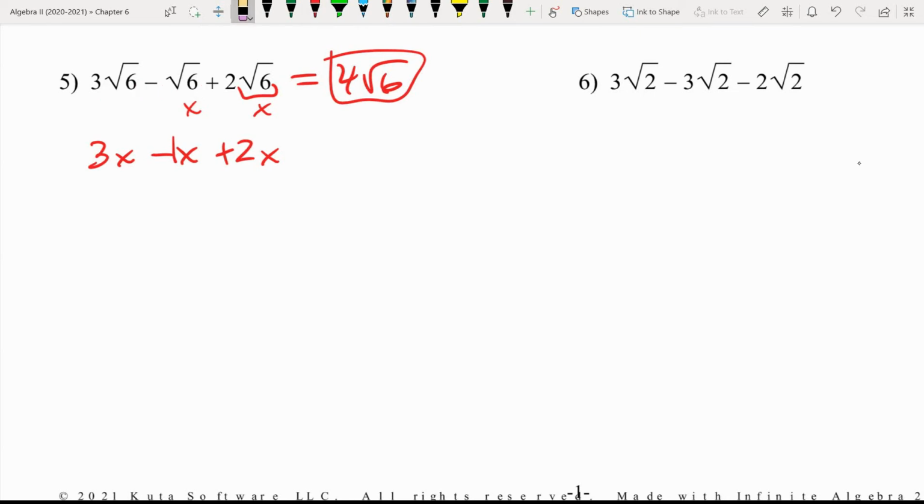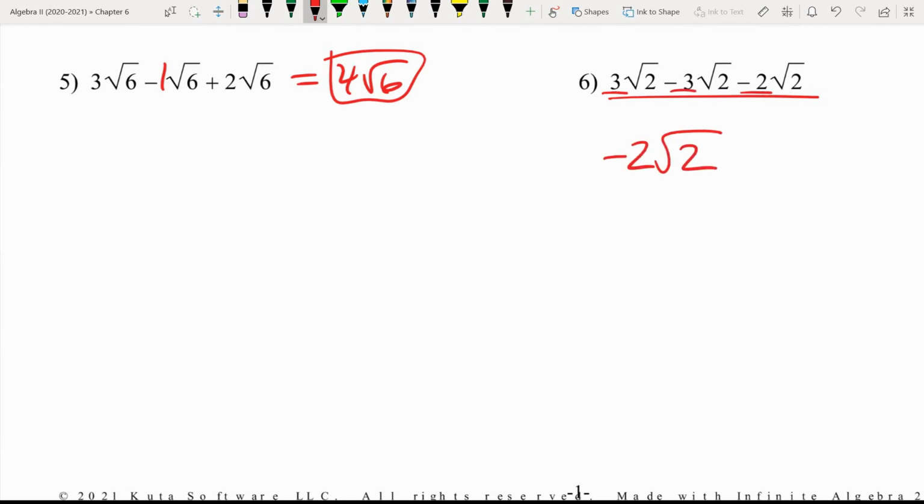And remember that you can think about this as being a 1 square root of 6 out in front there. Even though there's nothing there, I have 1 square root of 6. So the same thing on this last one here. They're all the same. Square root of 2, square root of 2, square root of 2. So I'm really just doing the problem of what's 3 minus 2. And that's negative 2. So I have negative 2 square root of 2 left over. So combining like terms.